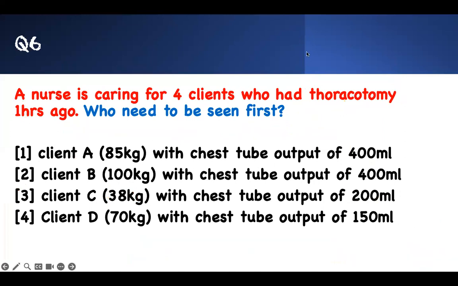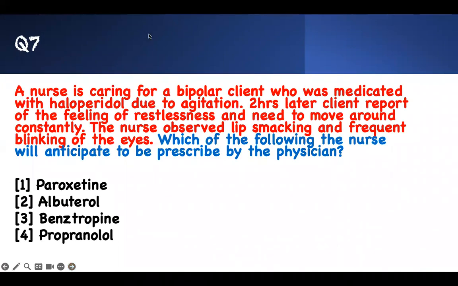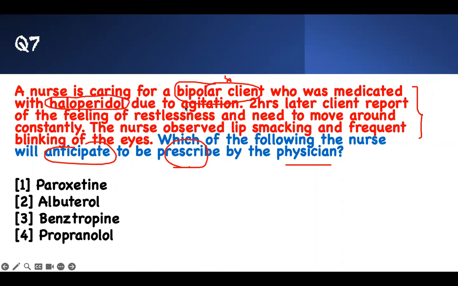Next question. Which of the following will the nurse anticipate to be prescribed by the physician? A bunch of words, break it down. Buzzwords are your key. A nurse is caring for what? A bipolar client. That's one of my buzzwords. Who was medicated with what? Haloperidol. You have to recognize it, due to agitation.